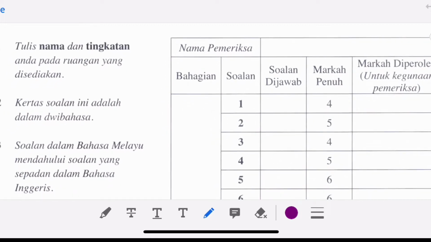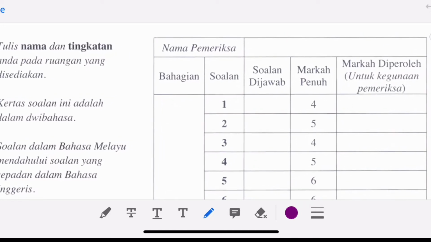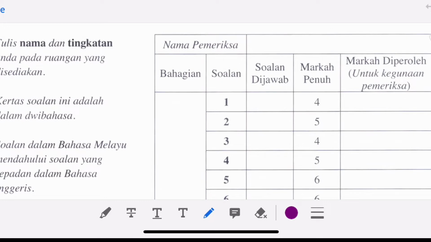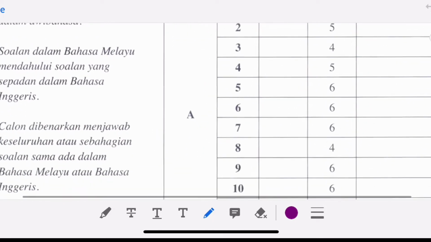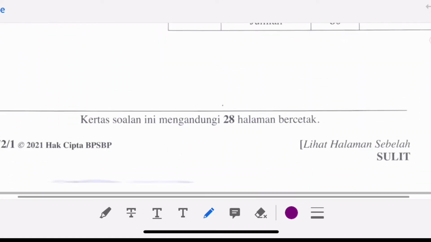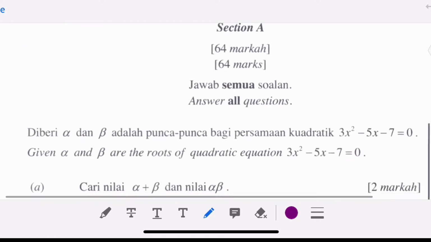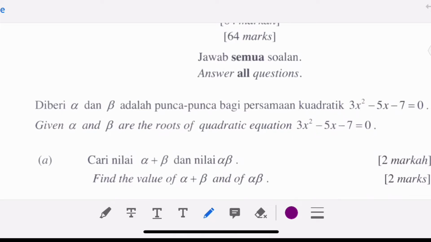I think at the moment I can't see any answer given for this set of paper, so it's good that you try all the questions so that we can discuss the answers right now. Let's start with the first question.